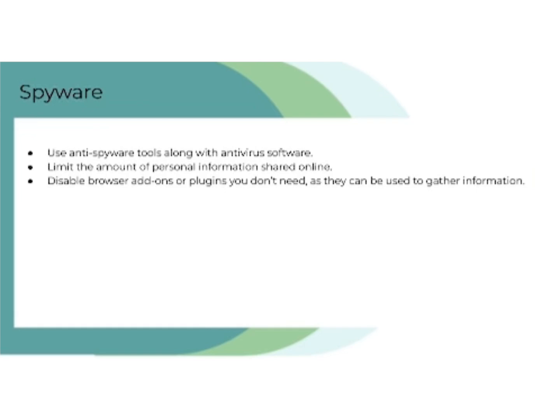Next, we have spyware, which secretly gathers your personal information. Here's how to protect yourself. Use anti-spyware tools along with your regular antivirus software to detect and remove spyware. Limit the amount of personal information you share online. The less data out there, the less to steal.